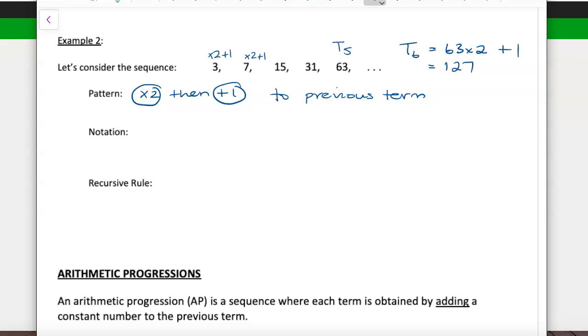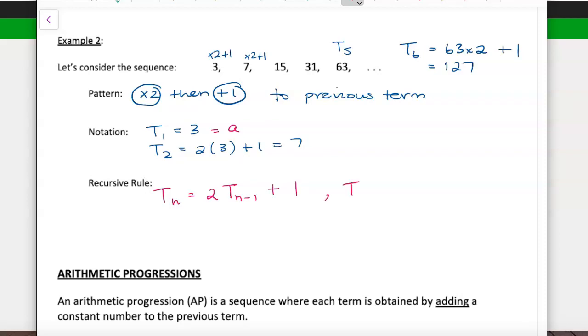So let's use some notation. Term 1 is equal to 3. We also gave that the value of a. Term 2 is simply going to be 2 lots of 3 plus 1. That's 7. If we continued this, we could write a recursive rule that says to find term n, it would be the previous term, which would be n take 1, times 2, and then add 1.